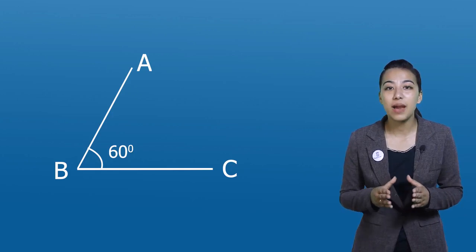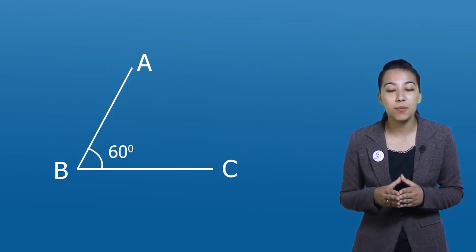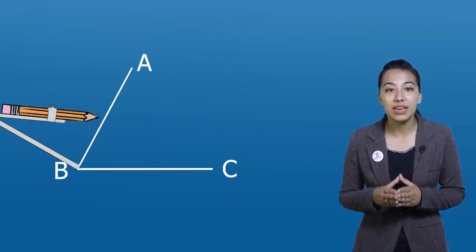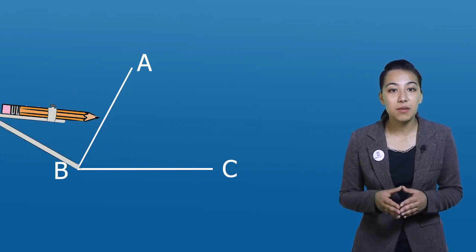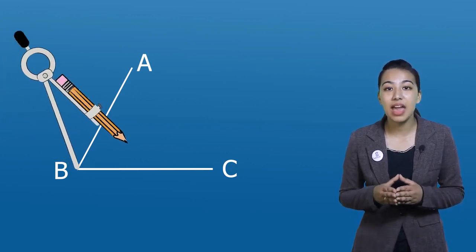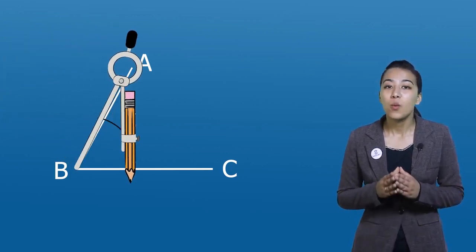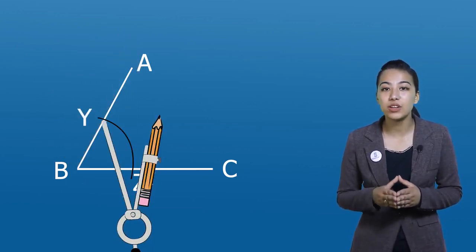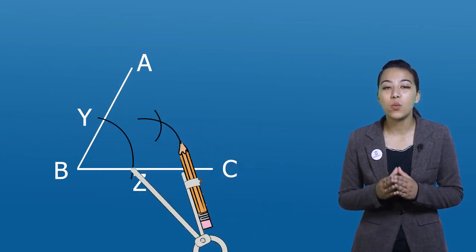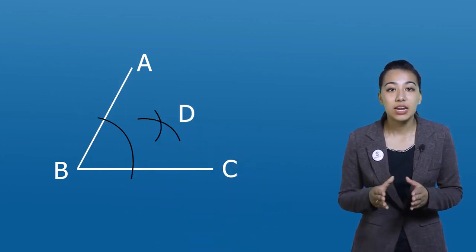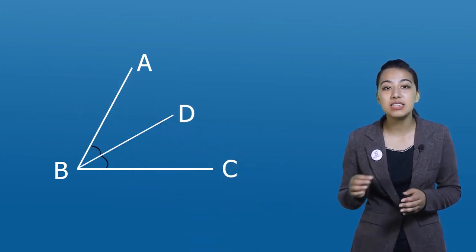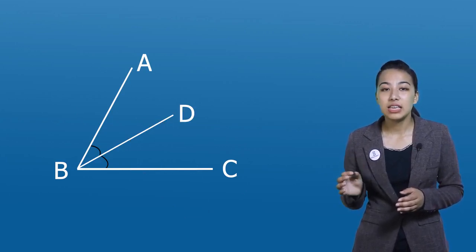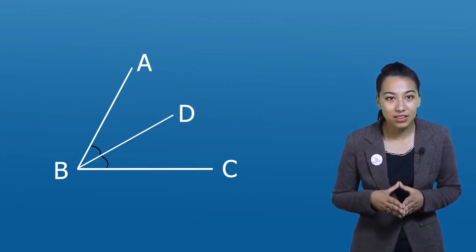Now, if you have to bisect the angle and make it two equal parts, then all you have to do is take B as a center point and make an arc intersecting AB and BC at points Y and Z respectively. Taking points Y and Z as center points, draw two arcs that intersect one another at point D. Connect B and D, giving angle ABD and angle DBC, and that's how you bisect an angle.